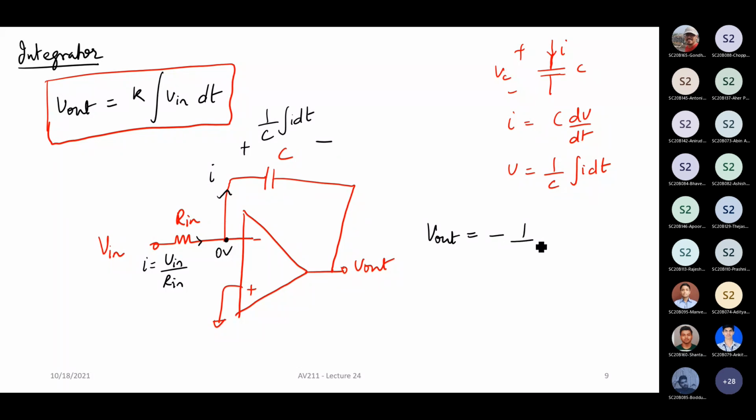Minus 1 over C integral of I dt. What is I here? V in divided by R in times dt. So in other words, what do you get? Minus 1 by R in times C, integral of V in dt. So this particular circuit, a very simple circuit, can do the job of an integration.